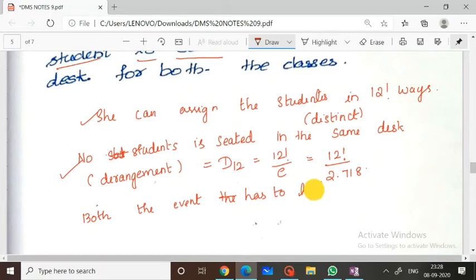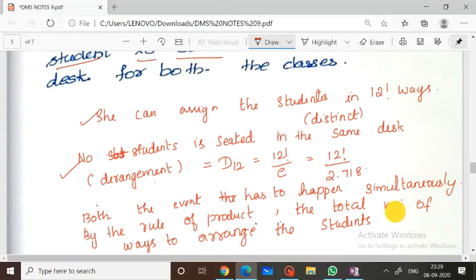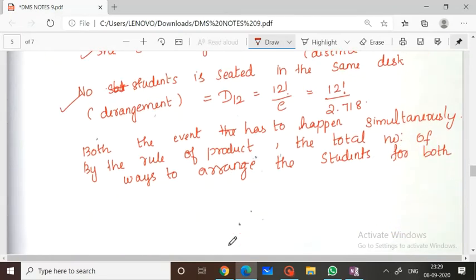Both events have to happen simultaneously, so by the rule of product the total number of ways to arrange the students for both the classes is equal to 12 factorial into 12 factorial by e, where e is 2.718. We can simplify and write the answer.